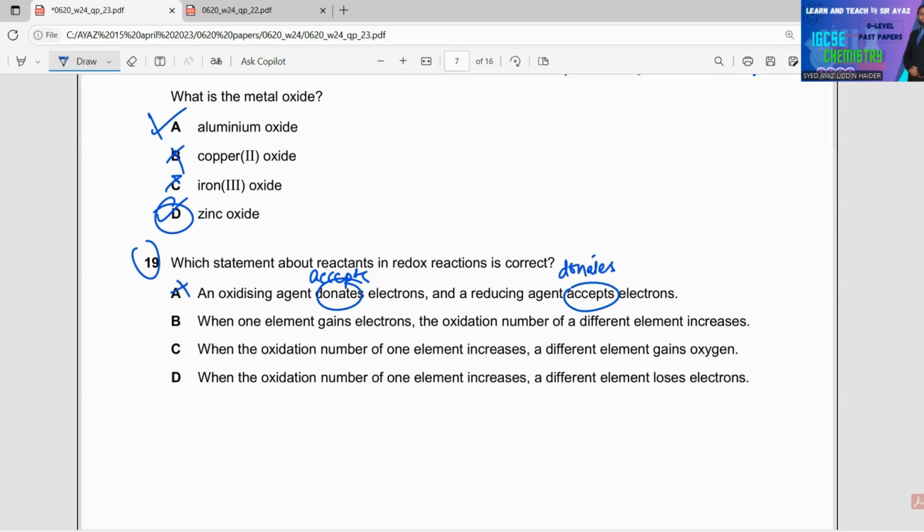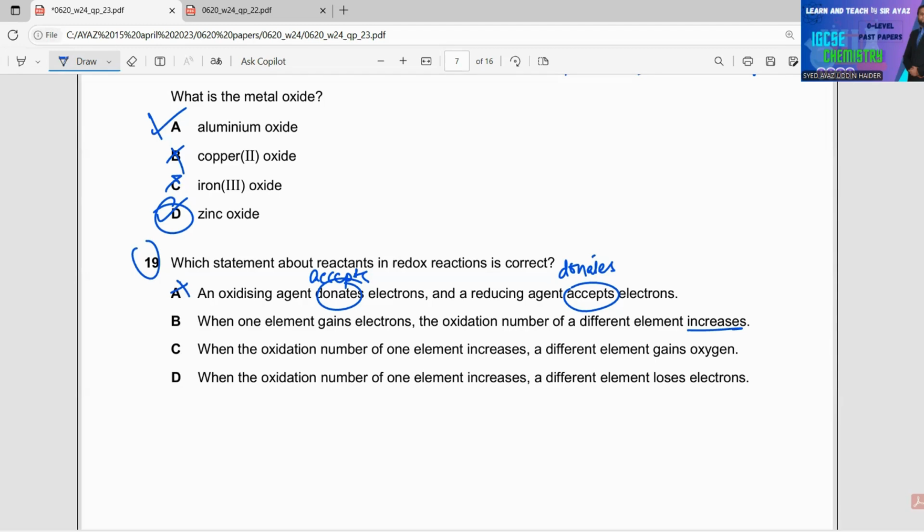B. When one element gains electron, the oxidation number of different element increases. One element gaining electron means its oxidation number decreases, not increases. They are saying increases.